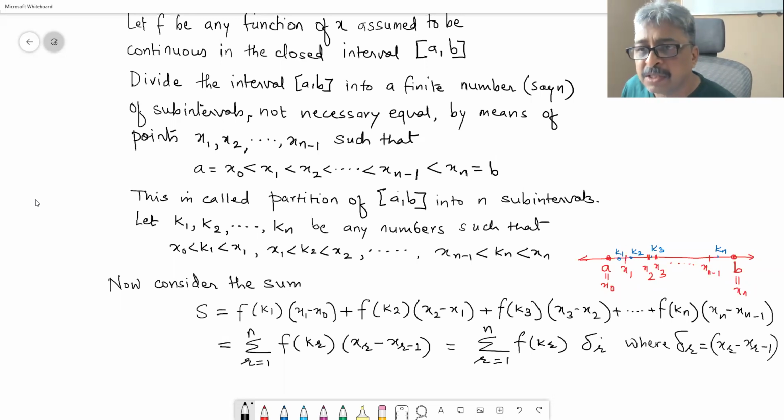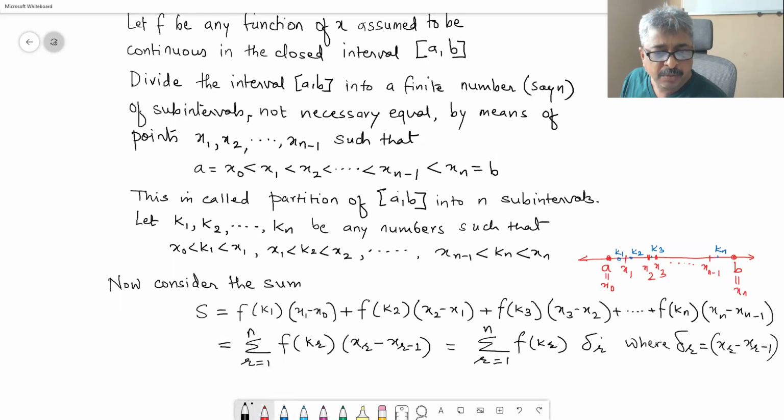This is the setup, and this is much before calculus. I mean, this is something which is very, very early. Calculus is 300 years before Newton. What we are trying to discuss right now is much earlier than that.